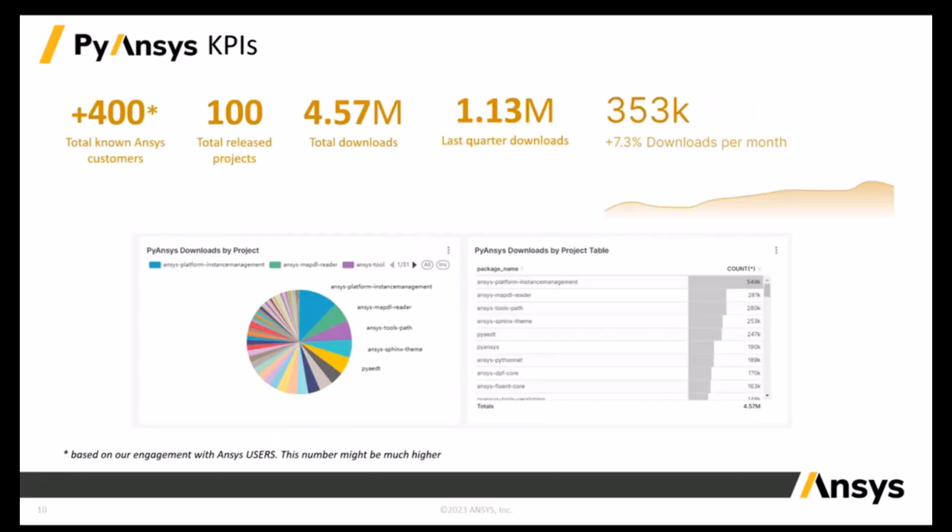So now some KPIs. We have more than 400 customers. Here we have a little disclaimer. This number is based on our engagement with users that we have in the developer portal, which I'm going to talk about over the next slide, which means that this number must be much higher. We are pretty certain that there are customers that haven't engaged with us over the official channels. We have 100 total release projects at the moment, and this is very dynamic. If I present to you again in 3 months, all these numbers will have grown 100%.